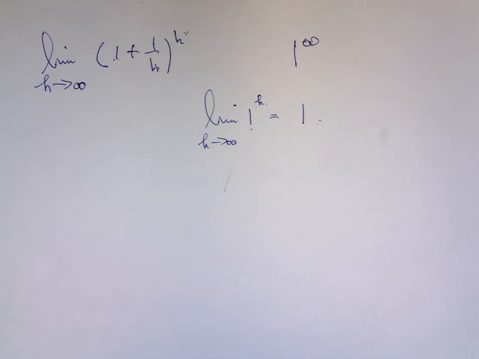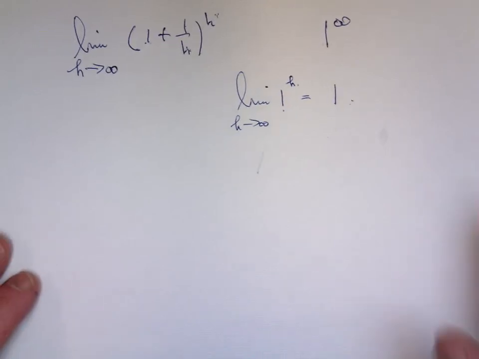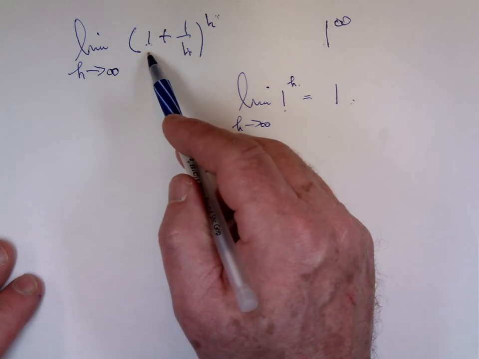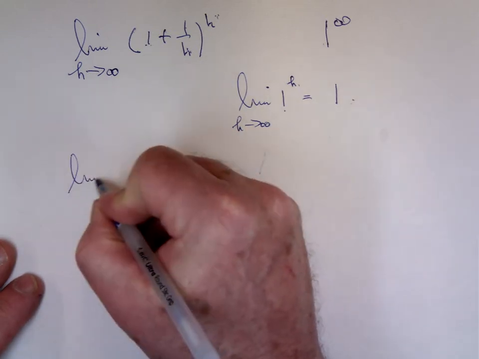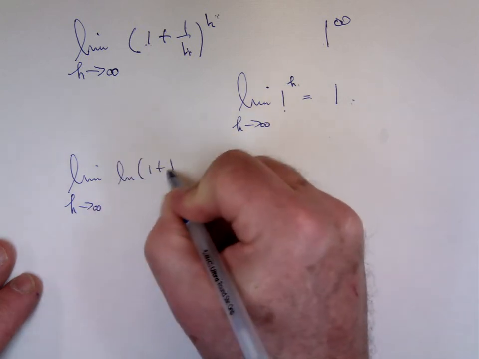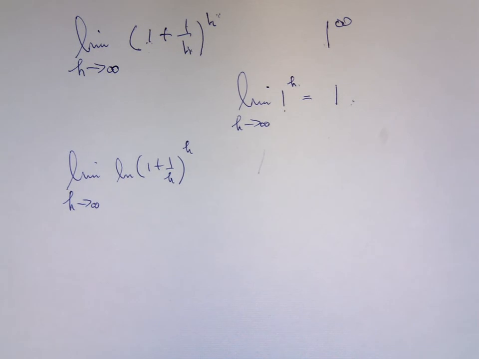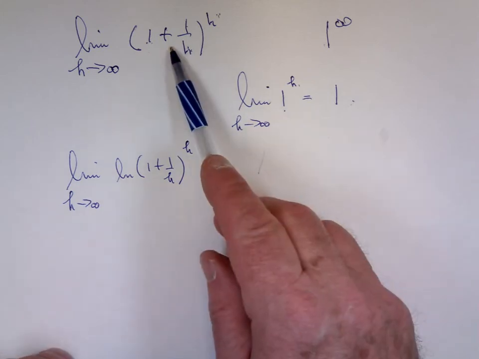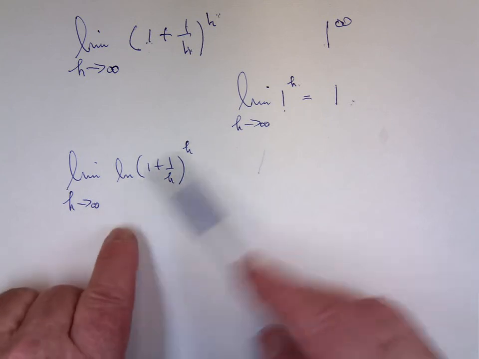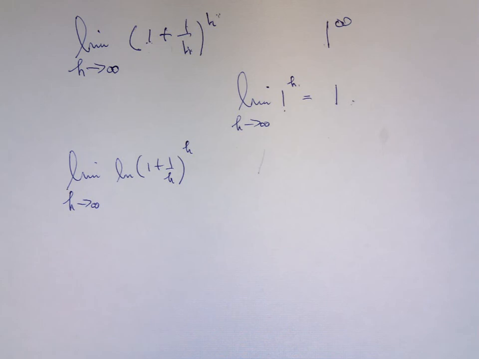And here's what we're going to do. We're not going to do this problem. We're going to do this problem. We're going to take the natural log of this expression. Now, if I can determine what happens to the natural log of this expression, then I can tell you what happens to the expression. In other words, let's suppose we can prove that this limit is equal to 7. Well, the natural log of what number is equal to 7?